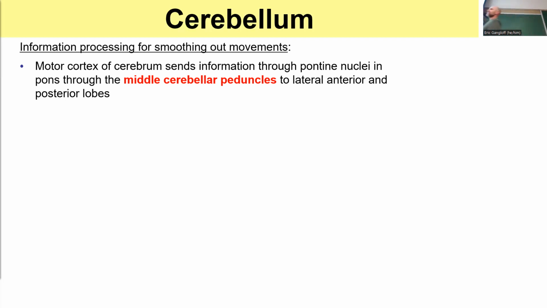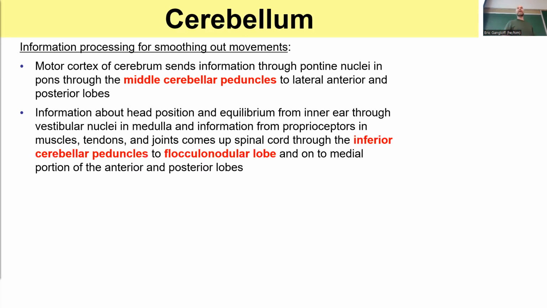What I want you to know is that information from the motor cortex of the cerebrum that controls your voluntary motion travels through the pons and goes to the cerebellum. So basically the cerebellum takes your kind of conscious thought about what you want to do and then allows you to implement that in the world and make it happen in a way that is fluid and maintains your balance, and if you're lucky, maybe even graceful.